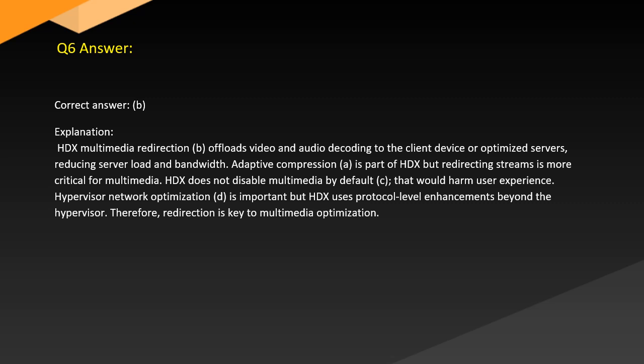Answer. Correct answer: B. Explanation. HDX multimedia redirection offloads video and audio decoding to the client device or optimized servers, reducing server load and bandwidth. Adaptive compression is part of HDX, but redirecting streams is more critical for multimedia. HDX does not disable multimedia by default. C. That would harm user experience. Hypervisor network optimization, D, is important. HDX uses protocol-level enhancements beyond the hypervisor. Therefore, redirection is key to multimedia optimization.